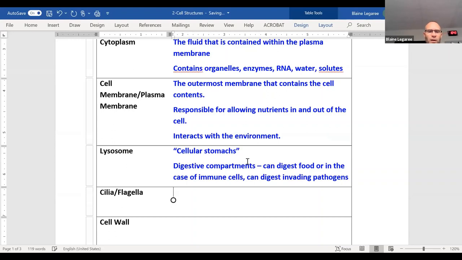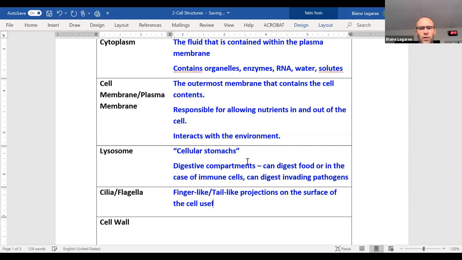All right, so cilia and flagella, both of those are plural for cilium and flagellum. We'll get into those a bit more later, but I'll write a definition for you. We'll call these finger-like or tail-like. Finger-like in the case of cilia, and tail-like in the case of flagella. These are projections on the surface of the cell used for movement. You can think of it as kind of like swimming.